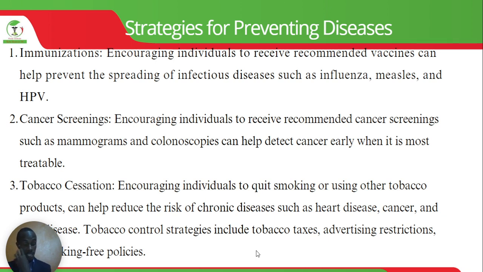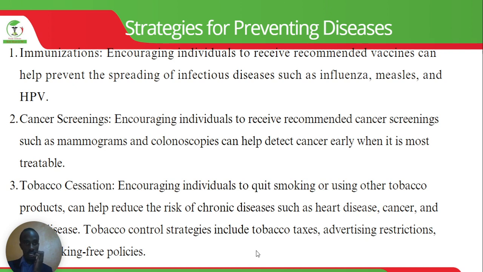So, another strategy of preventing disease is tobacco cessation. Encouraging individuals to quit smoking and other tobacco products will reduce the risk of chronic diseases. The chronic diseases related to tobacco include heart disease, cancer, especially that of the lungs, the mouth, and the throat, and then other lung diseases like emphysema and chronic obstructive pulmonary disease, or what we call COPD. So, encouraging individuals to quit smoking and the use of those products will help in preventing such diseases.